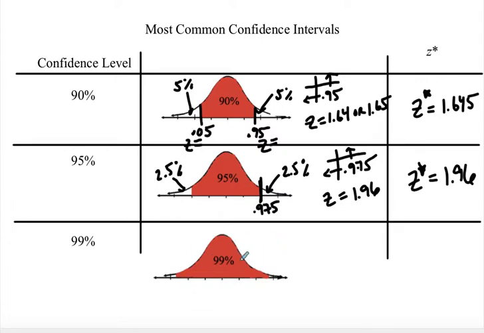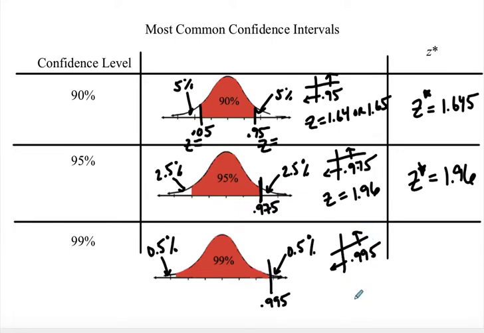Okay, and then lastly, 99% is a very common confidence level. That would mean that we have 0.5% in the top tail over here and 0.5% in the bottom tail. So this would mark the 99.5th percentile, 0.995. And when you go look that up in your chart, you're looking for the closest thing to 0.995.